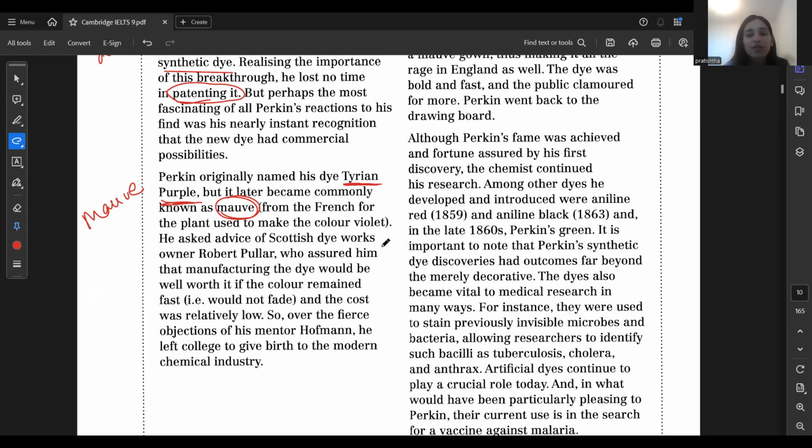He asked advice of Scottish dye works owner Robert Pullar, who assured him that manufacturing the dye would be well worth it if the color remained fast, that it would not fade, and the cost was relatively low. So, fast and low cost. So, over the fierce objection of his mentor Hoffmann, he left college to give birth to the modern chemical industry.